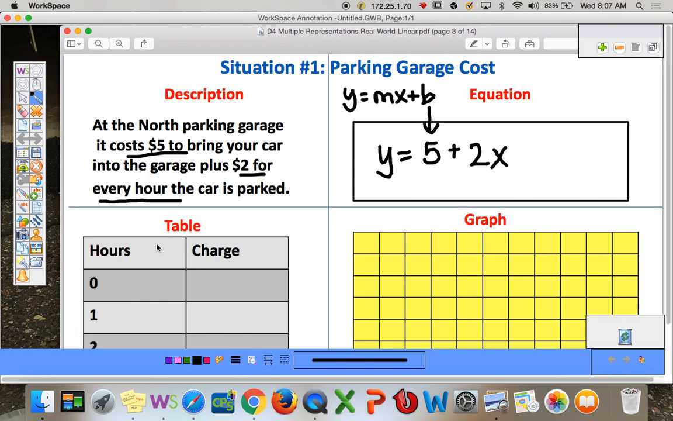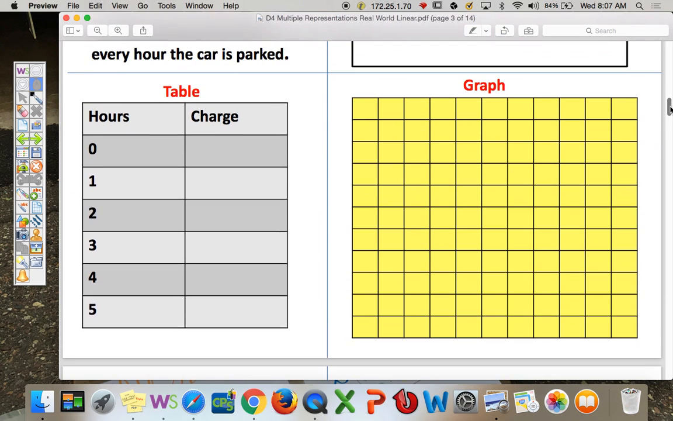So if we define our variables here, hours is going to be x, so x is the number of hours. We'd multiply that by 2. And then the charge is how much we pay, so that's the y value. So now we're going to use this to fill out our table and also make our graph. So I'm going to move this down.